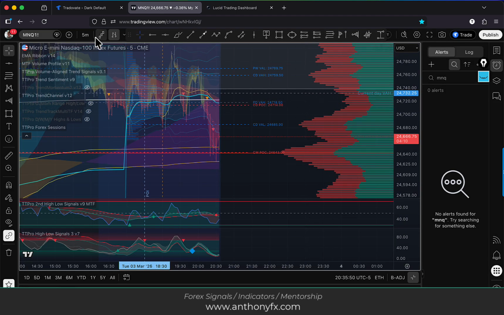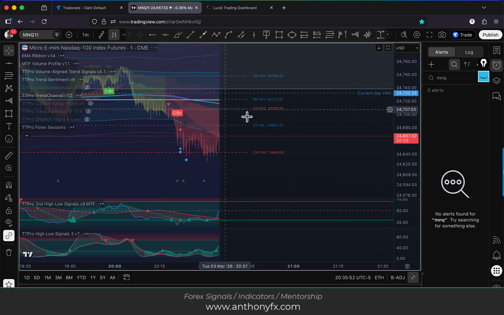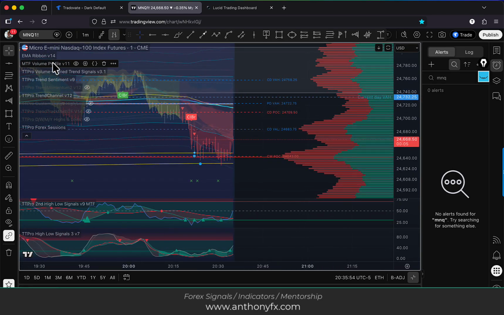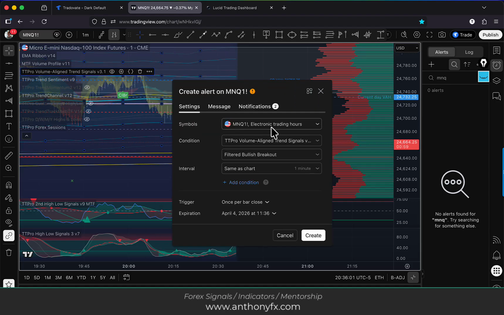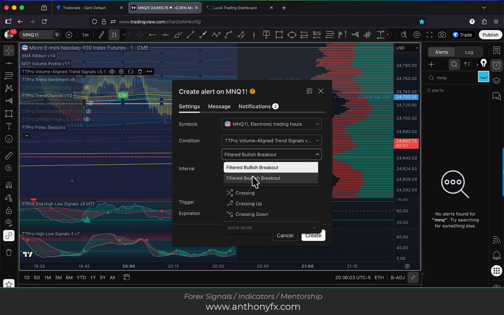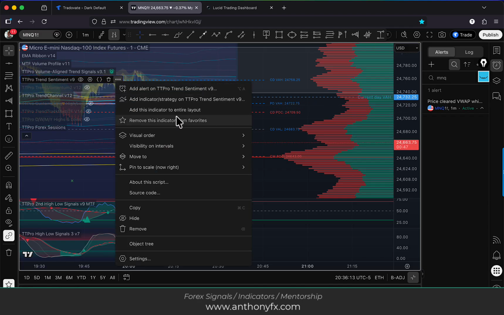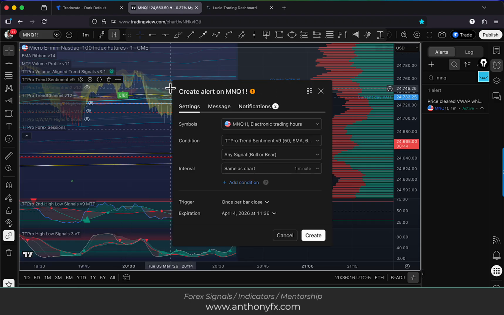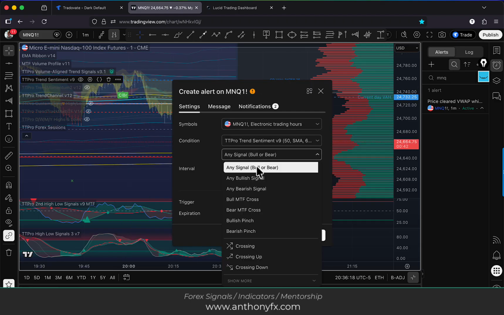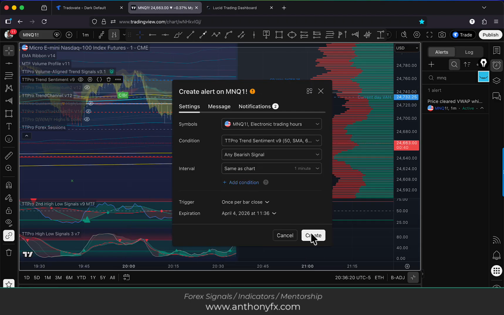Come back to a 1 minute chart. So what I want now is two indicators. See this volume aligned trend signals. I'm going to hit that one and I'm going to go for a bearish alert there. And the other one I want is trend sentiment. See, look at the little red triangle. All right, we want a bearish alert. These are going to give you VWAP breaks at alert. So we want any bearish signal, create.